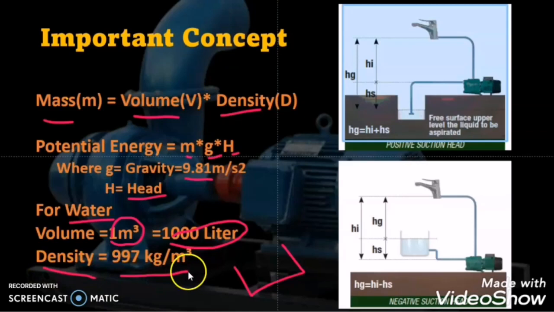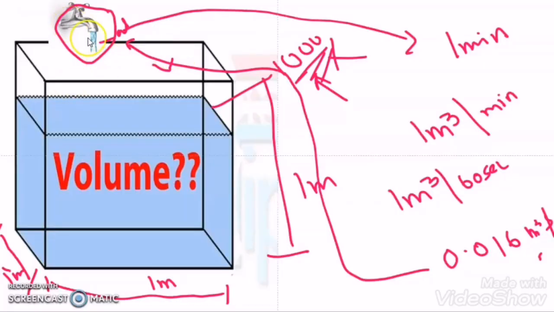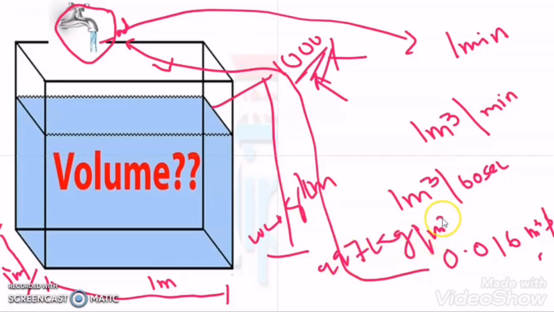And the density of water is 997 kg per meter cube, meaning suppose we fill the water in this tank. If we weigh it, then the weight will come to 997 kg per meter cube. If the water is filled in this tank, then the weight of the water will be 997 kg per meter cube. These are all standard and fixed values.